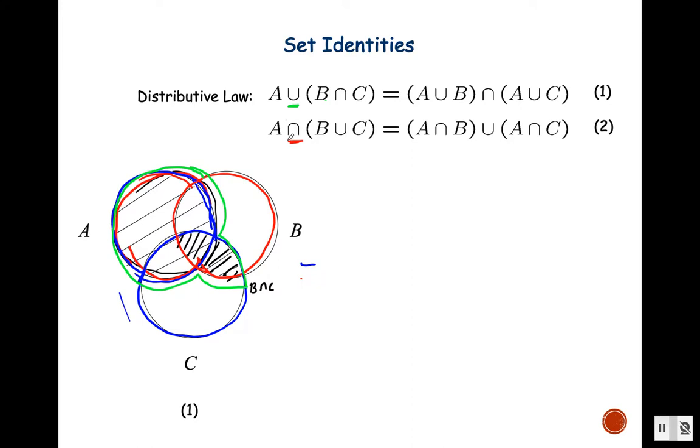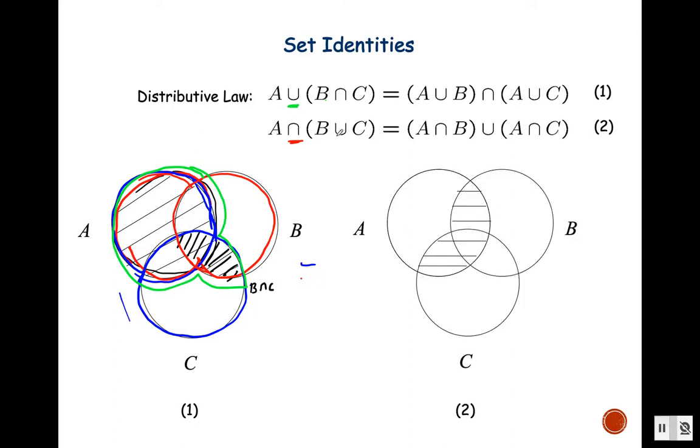The second one is we are distributing the intersection law. So we can distribute this intersection to both B and C. So that will make it A intersection B union A intersection C. So here you can see that this is our B union C. Here is our B and here is our C. And if we make an intersection with B union C, all right, so this is our result.